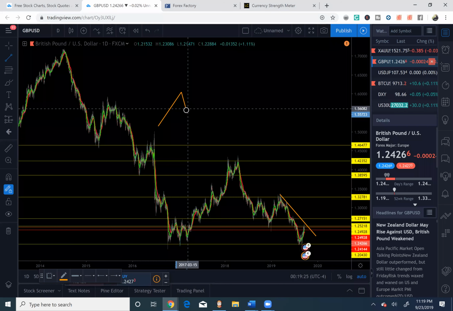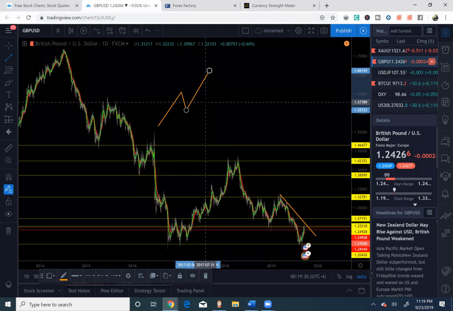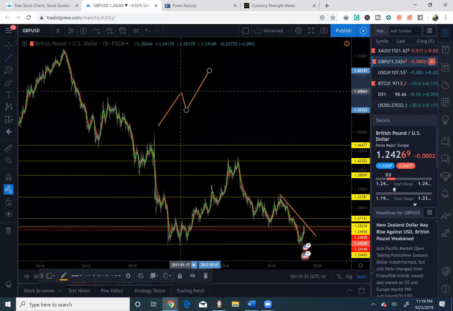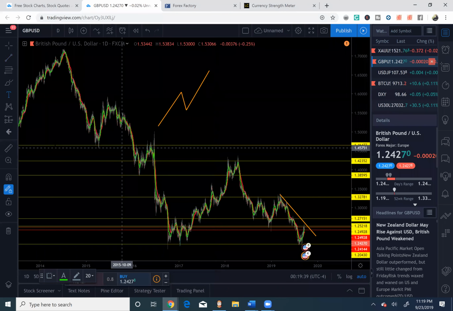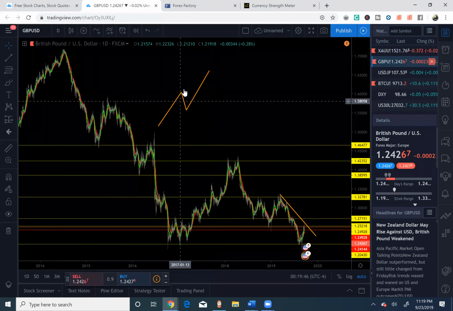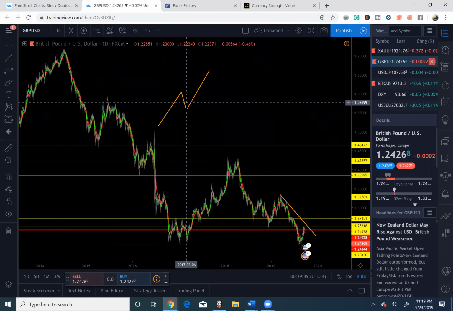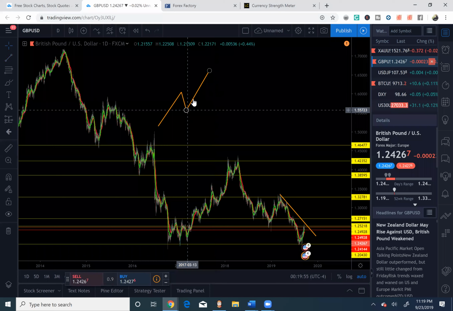Then what does it do? It continues. It goes to make another high. So right here, this is where we have our first high. So look, this right here is the first high, and this right here is the first low. Okay, so it came to form its first high, took back half of that move, and went to go form its second high. So what does it do next?